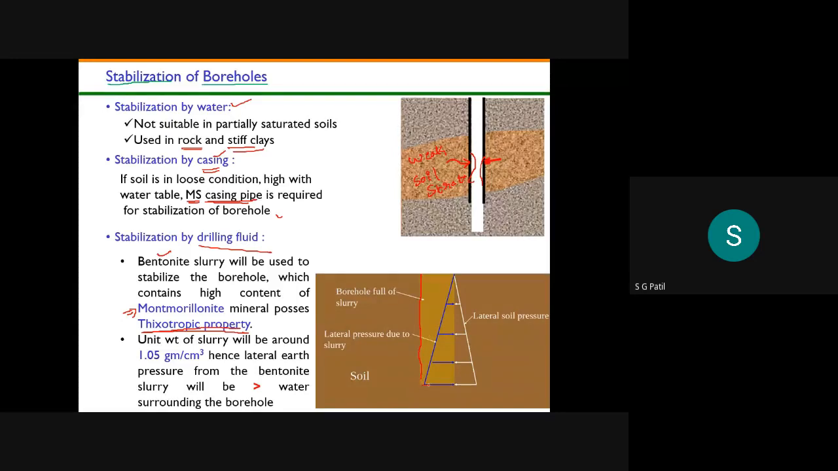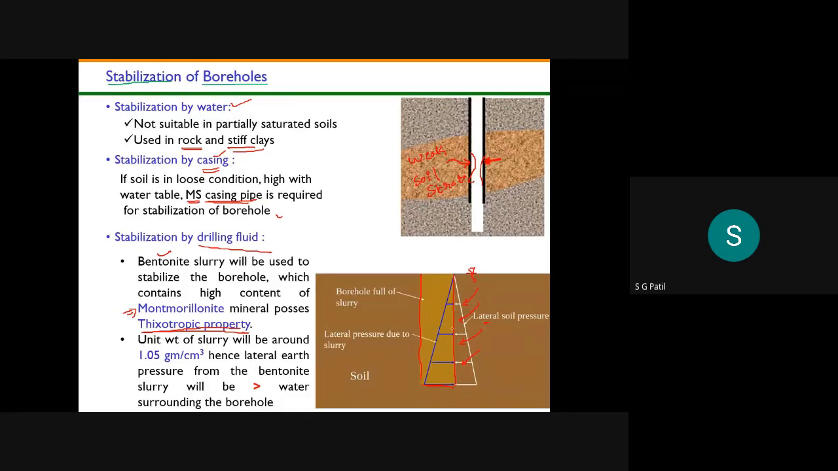Okay, so this is the borehole. What will happen if the water table is here? If the water table is there, what will happen? Water will try to flow like this, and it will apply a lateral soil pressure. Okay, it will apply some pressure.